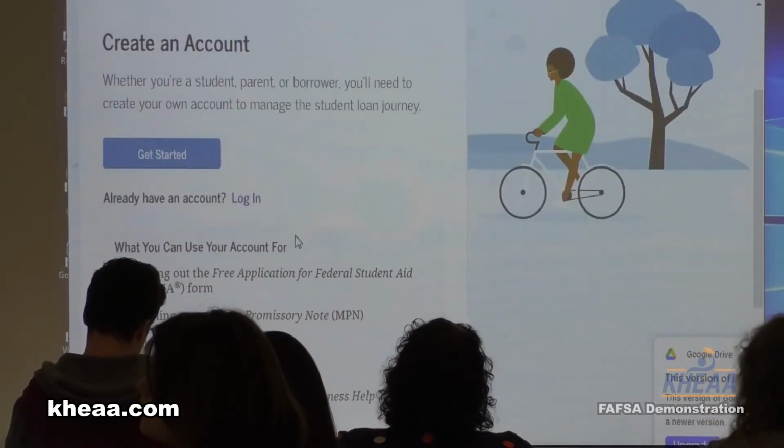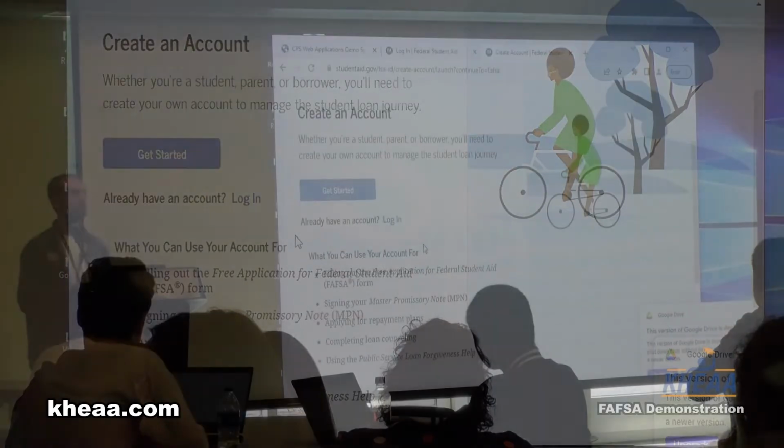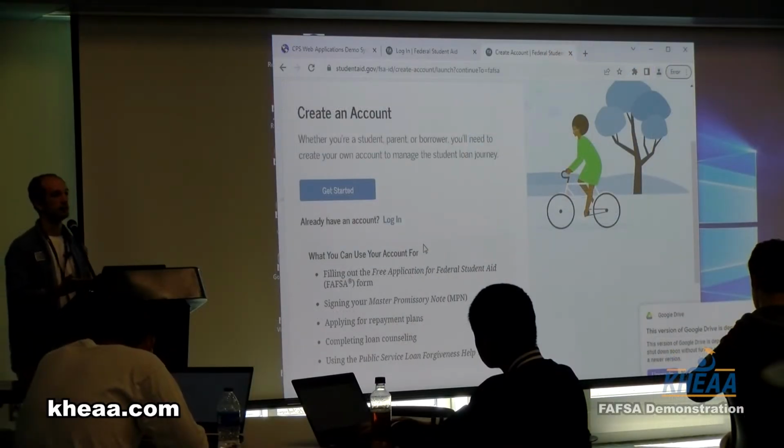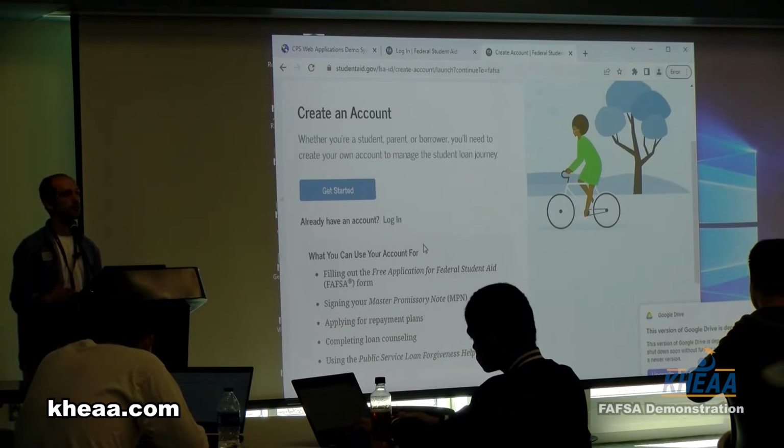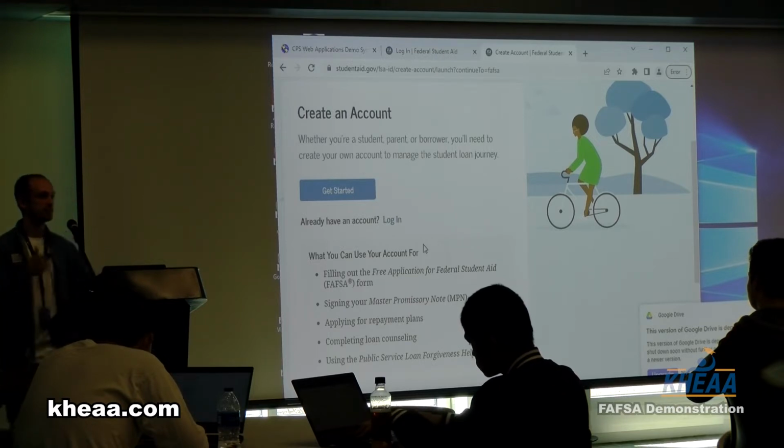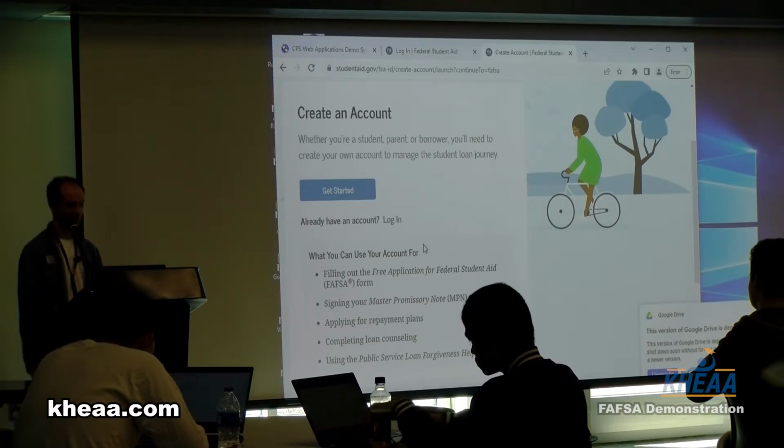It's just going to ask basic information like your address, your social, your phone number. You'll create a username and things like that. When you create your username and password, make sure you remember that because you will use that every single year that you're in college. Does that make sense? All right.